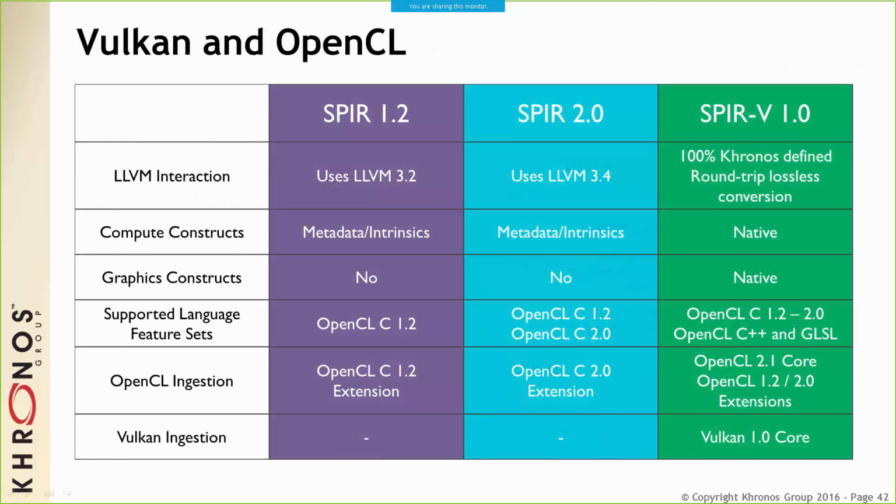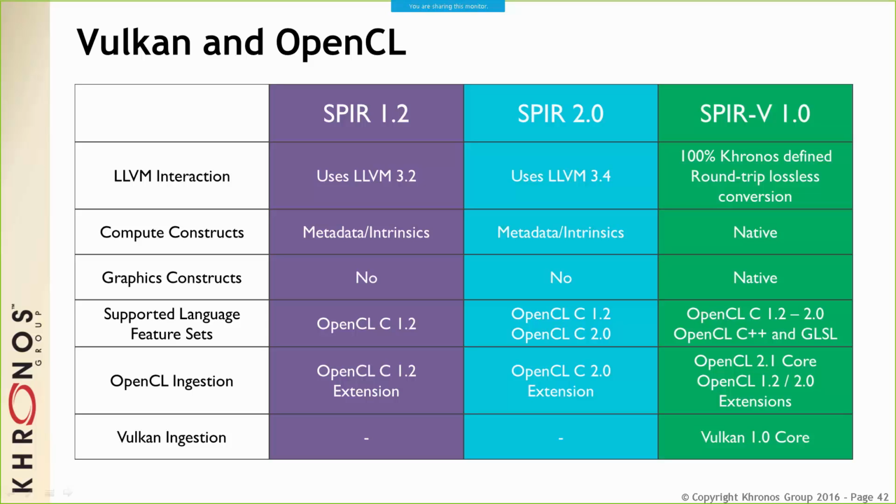So originally SPIR was built, or was very closely tied to LLVM, which I don't know if anyone's a compiler engineer here, but LLVM is kind of a common compiler framework. So it was very closely tied to a very specific version of LLVM, 3.2. Interestingly, it was also an extension in CL 1.2 and 2.0. But what the Khronos group decided to do moving to SPIR-V was to break that dependence.